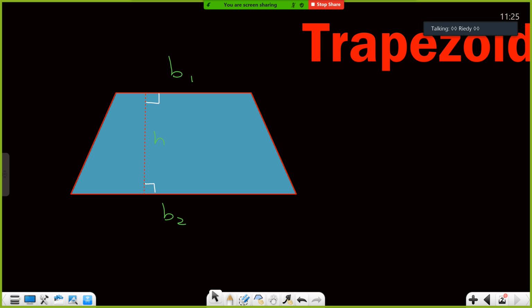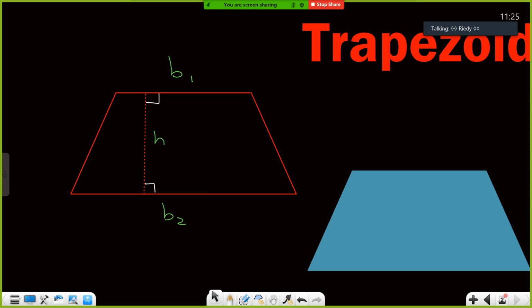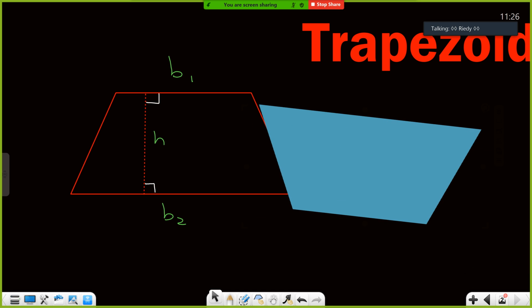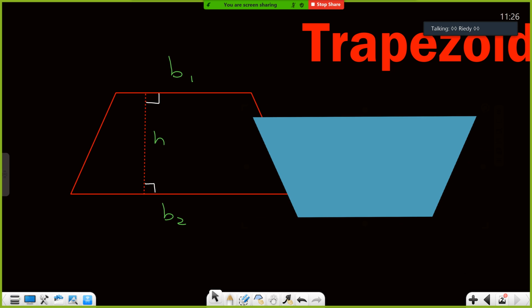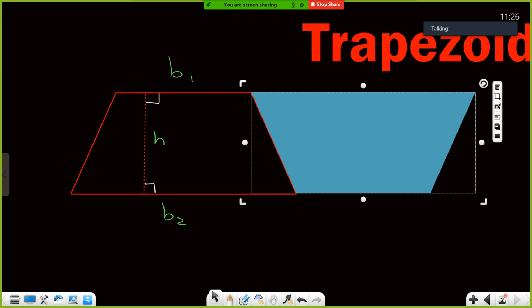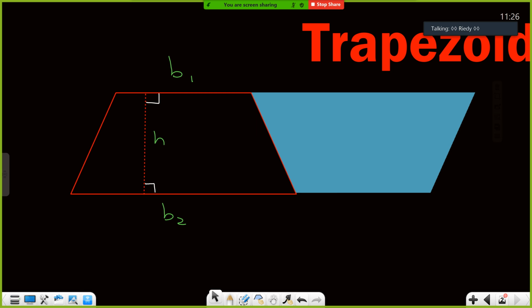Okay, and what am I going to do? Well, I'm going to grab this blue thing and pull it out of there. So I left the original trapezoid behind. I pulled this thing out of here, and what I'm going to do is I'm going to spin this puppy around and then put it in there. Okay. Now, what shape is that?